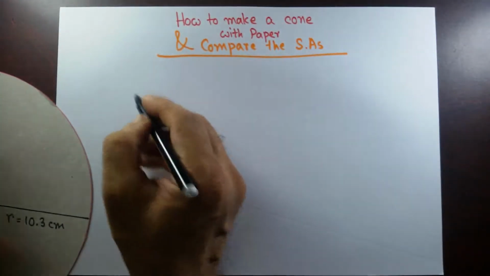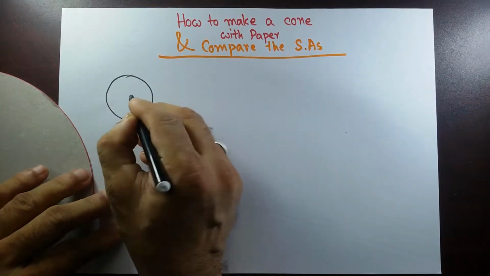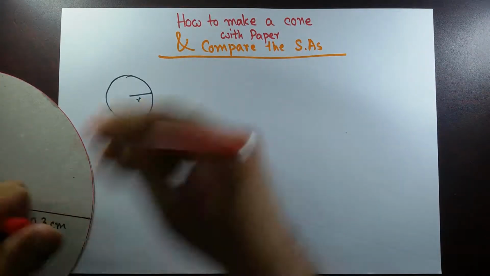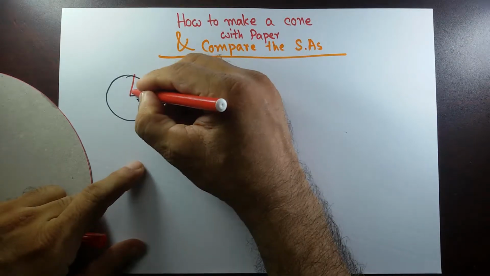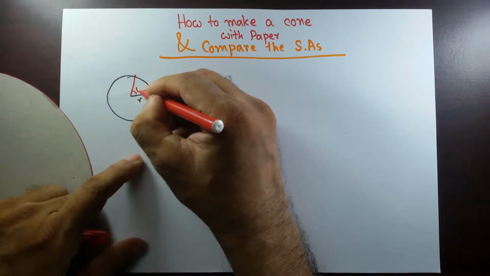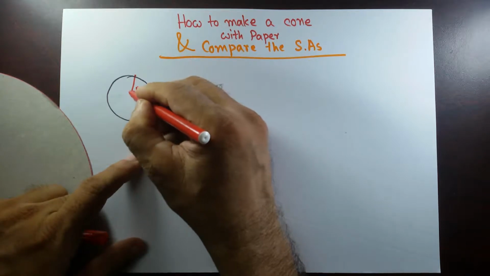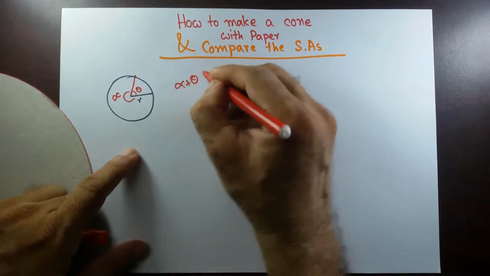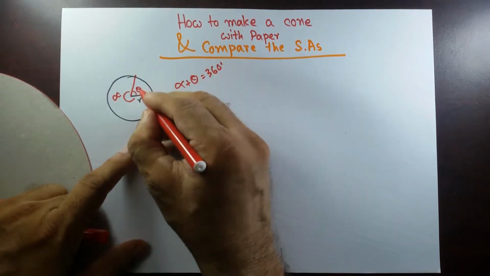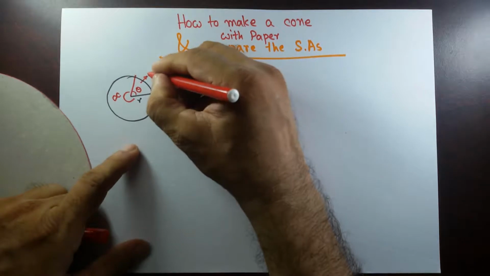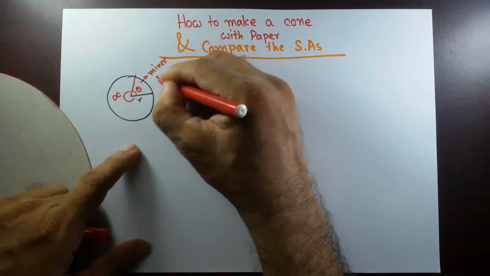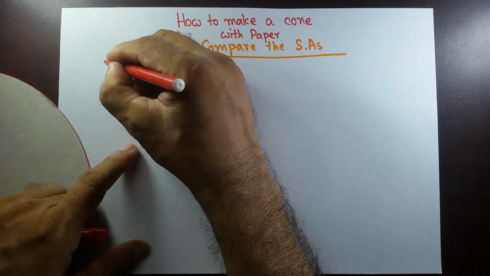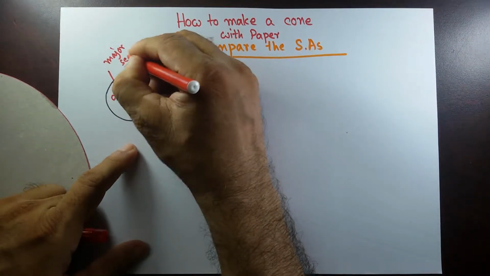If you have any circle with any radius, and you cut a piece from here, we call this a sector, since it has an angle less than this one. Let me just write down alpha and theta. Alpha plus theta would be 360 degrees. If this is smaller than that, then we call this a minor sector, and the bigger angle we call the major sector.